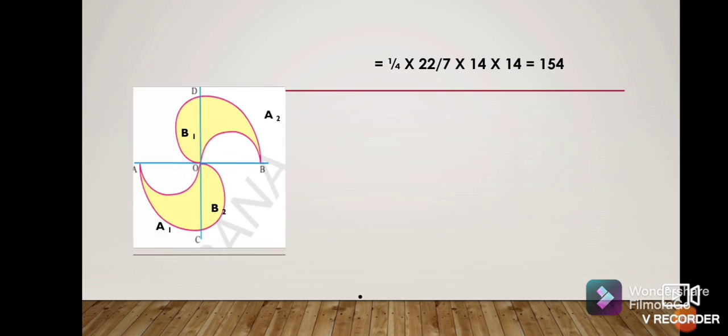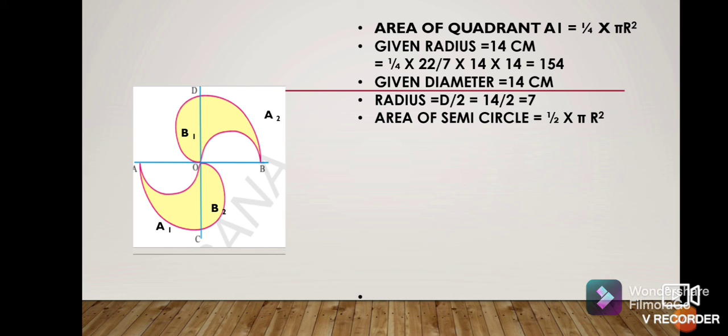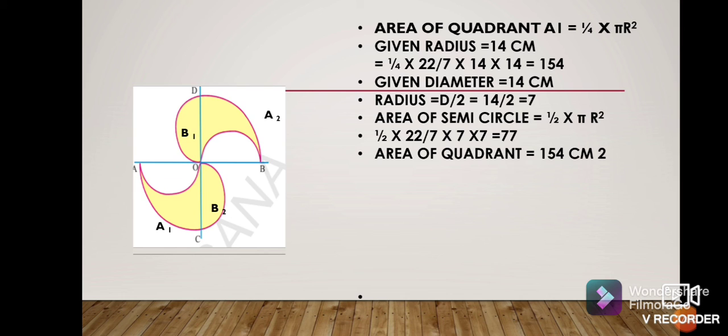So anyhow, we have to again find the area of the shaded region by the same magic. So now see this. Now area of the quadrant A1 is equal to 1 by 4 into pi r square. So given radius is 14 centimeter. So first of all you have to find A1 as equal to 154, and then given diameter is 14 centimeter, radius is d by 2, that is 7. We need here actually the area of the quadrant and the area of the semicircle. From that only the magic will begin. Okay, area of the semicircle is equal to 1 by 2 into pi r square, then 1 by 2 into 22 by 7 into 7 into 7, that is equal to 77. So area of the quadrant is 154, area of the semicircle is 77.